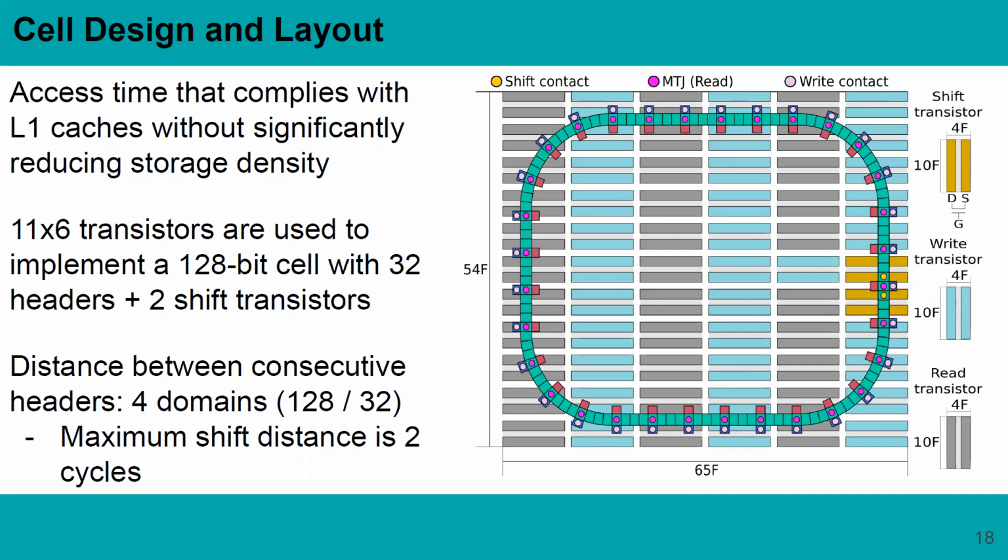This figure depicts our proposed cell. Below the 128-bit ring-shaped racetrack, up to 66 transistors can be found. Such a number of transistors implement 32 headers and ensure shifts in both directions. Notice too that the distance between consecutive headers is 4 domains, so the maximum shift distance is only 2 cycles.